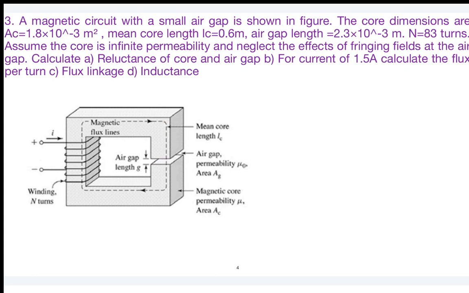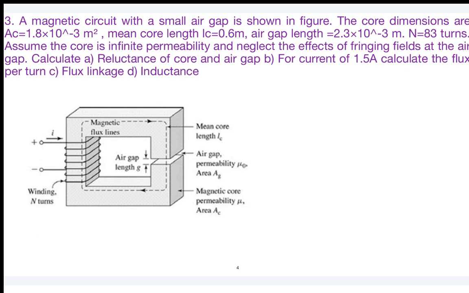Then first calculate the reluctance of the core and the air gap. And the next question, for the current of 1.5 ampere, calculate the flux per each turn. Then calculate the flux linkage and calculate the inductance.